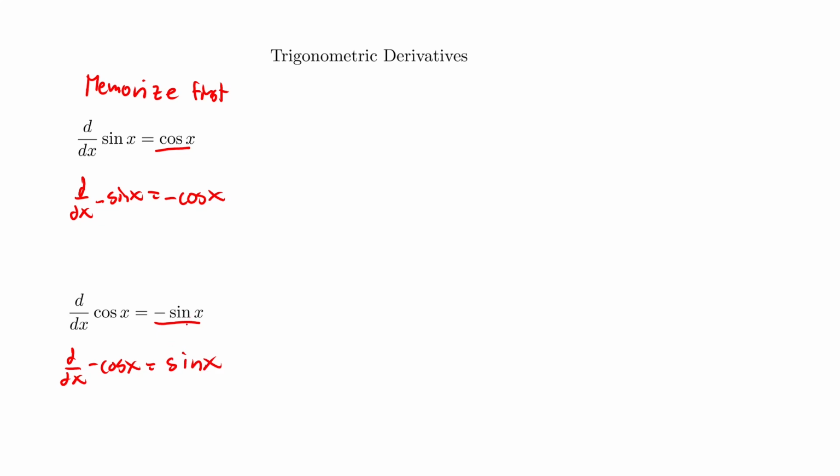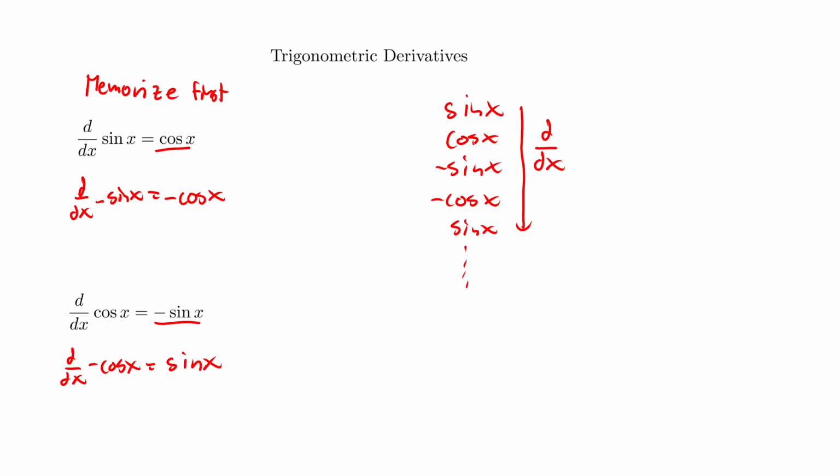So oftentimes the way that I like to memorize this is in a sequence. If we start by writing sine, and then we write cosine underneath it, and then negative sine underneath that, and then negative cosine underneath that, we can just repeat this sequence over and over indefinitely. The idea is that as you go down this list, this would be the result of taking derivatives. So the derivative of sine is cosine, the derivative of cosine is negative sine, and the derivative of negative cosine is sine. And you can even almost think that you just go around in a cycle. You go back to sine.